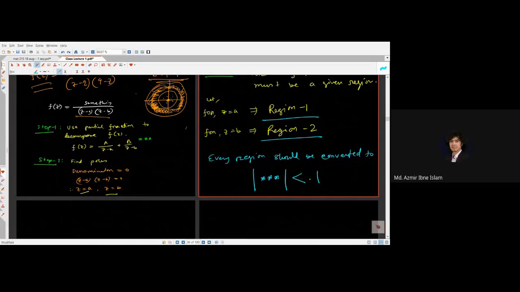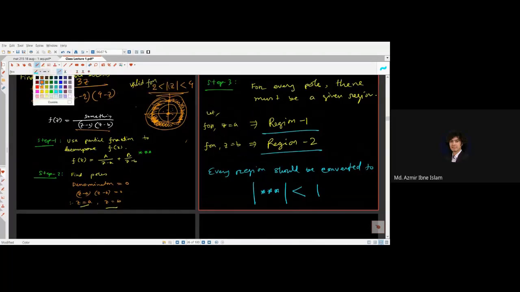Yes, sir. But sometimes there will be some exceptions. Suppose we have two poles, we have two regions given, but sometimes you have two poles but only one region is given. But what I have written here, for every pole there must be a given region. It may be given in your question, or if it is not, then you have to use your basic skill so that you can find the next region.